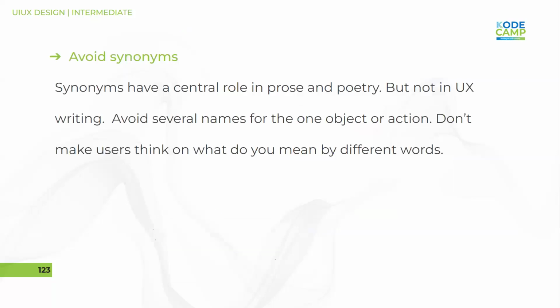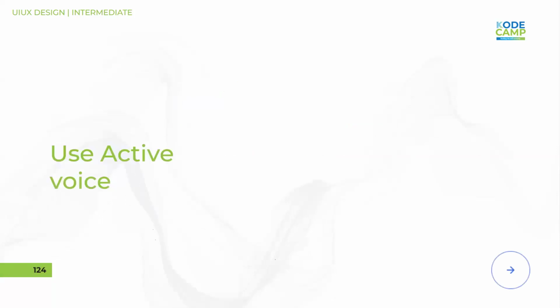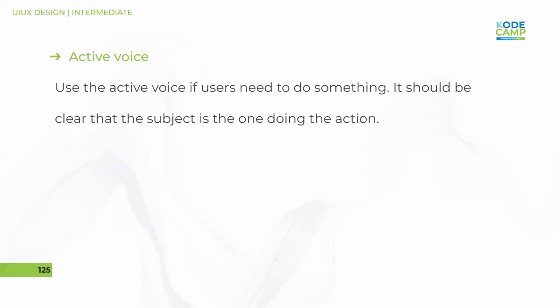So avoid synonyms. Synonyms have a central role in prose and poetry, but not in UX writing. So avoid several names for one object or action. Don't make users think about what you mean by different words. So what do we mean by that? How to do that is to use active words. If users need to do something, it should be clear that the subject is the one doing the action.